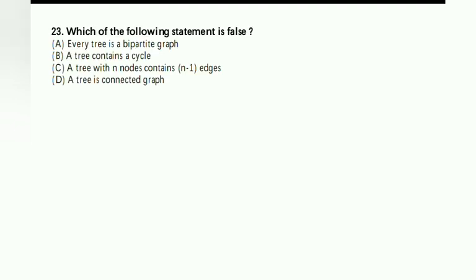Next, which of the following statements is false? Option B is false, because a tree cannot contain a cycle. If a tree contains a cycle, then it becomes a graph. So that's why option B is false. A bipartite graph cannot have an odd length cycle, and a tree is a minimal connected graph having n vertices and n minus 1 edges. So a tree cannot have any cycle. So that's why option B is the answer.